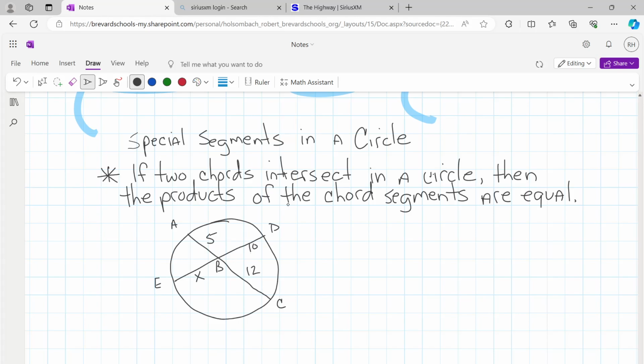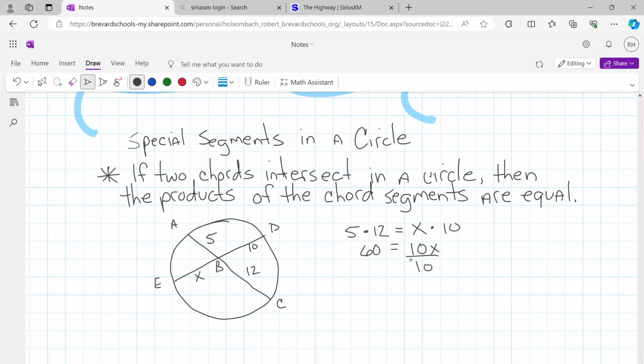We've got two chords intersecting in a circle, the products of the chord segments. So what that means is that this segment AB times segment BC, so we take 5 times 12, and we set it equal to EB, which is x, times BD, which is 10. All right? The product of the segments of each chord are equal. So 5 times 12 is 60, is equal to 10x.